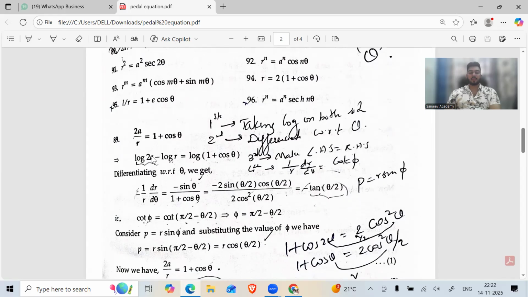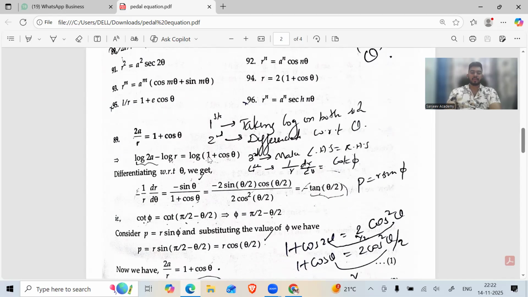Log 2a is a constant, so its differentiation is 0. And log r differentiation is what? 1/r. Then r differentiated with respect to theta is what? d/d theta of r. So that is minus 1/r times dr/d theta.